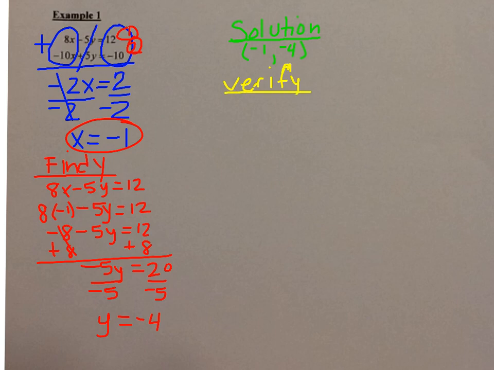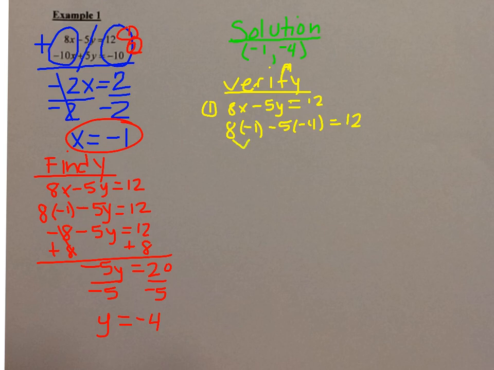So you have two equations that you have to verify. I'm going to write down the first one, 8x minus 5y equals 12. Plug in x and y. So we have 8 times negative 1 minus 5 times negative 4. Does this equal 12?